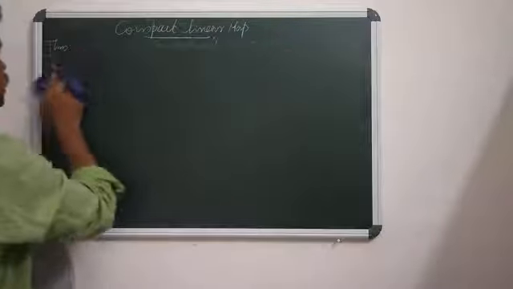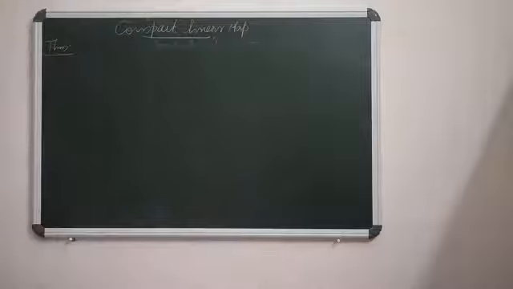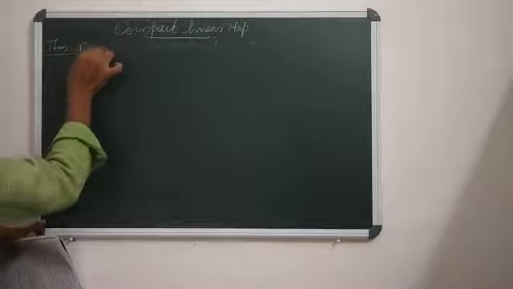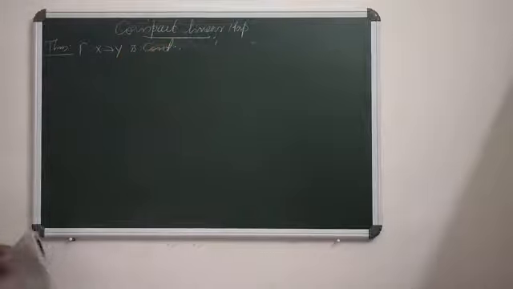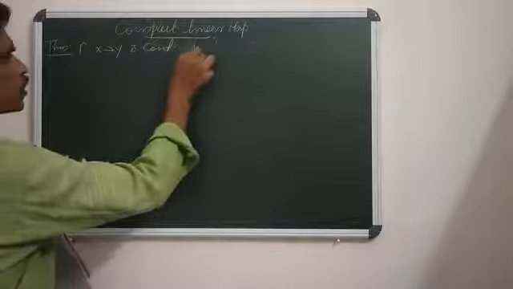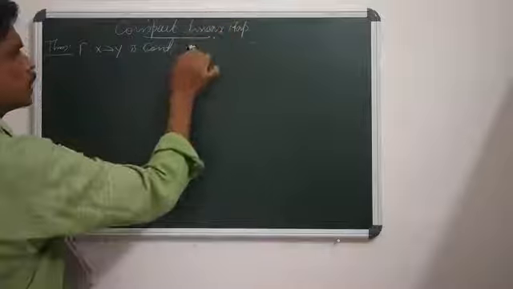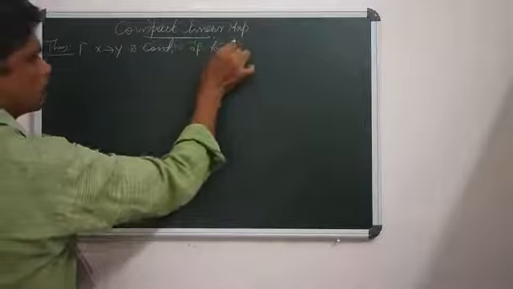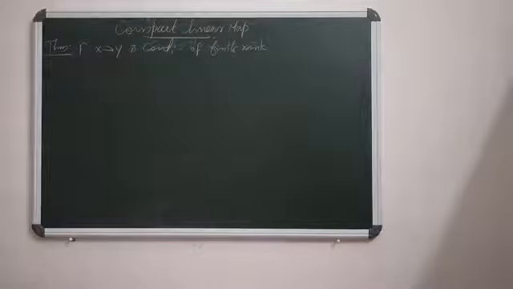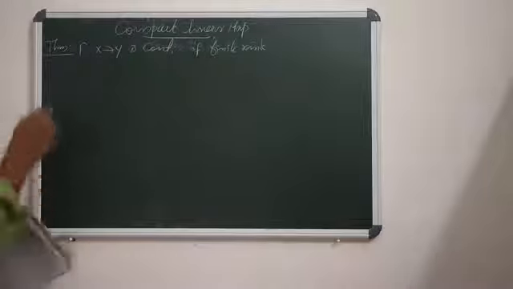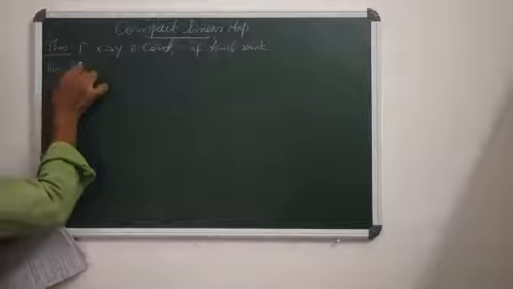Now come to the next theorem. The next theorem states that if f from X to Y is continuous, where X and Y are normed linear spaces, and f is of finite rank, meaning the dimension of the range of f is finite, then f is a compact map. Then f is compact.